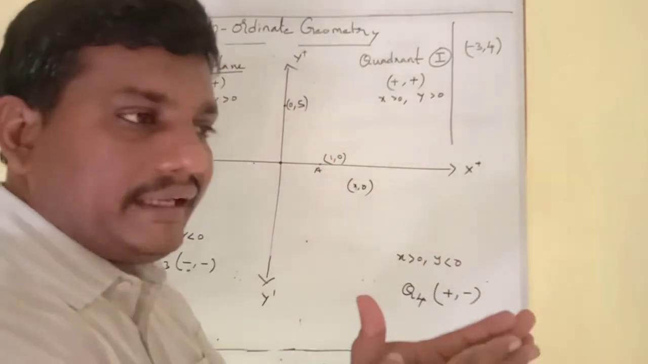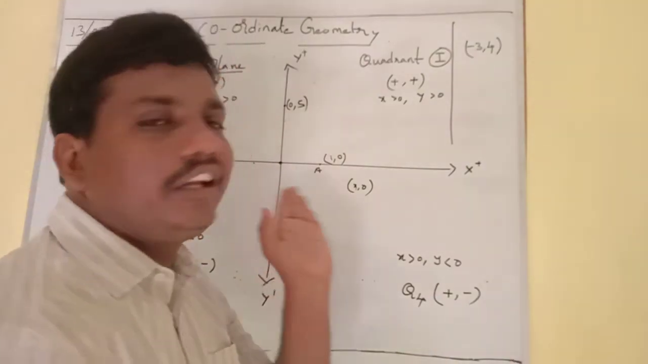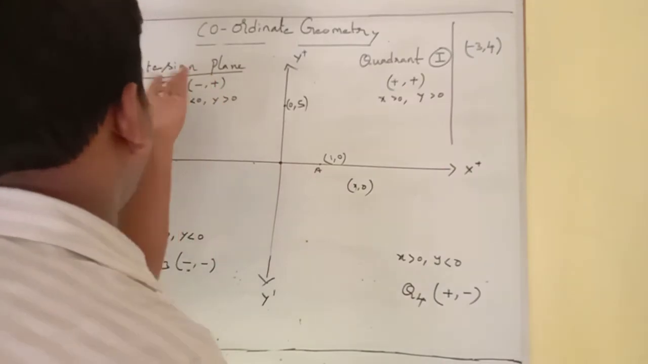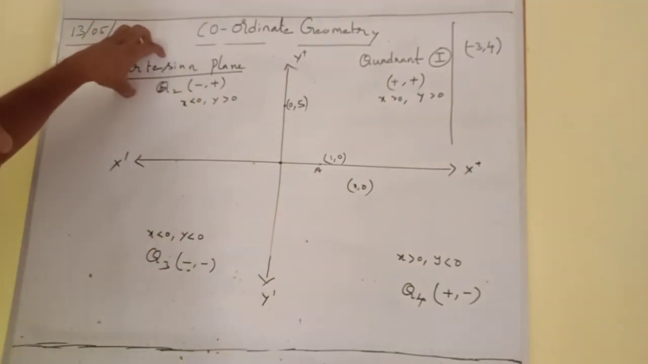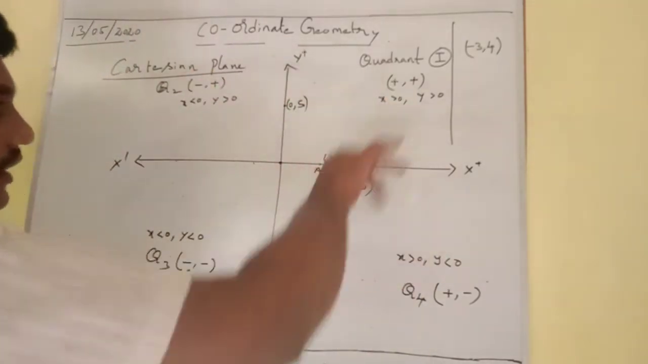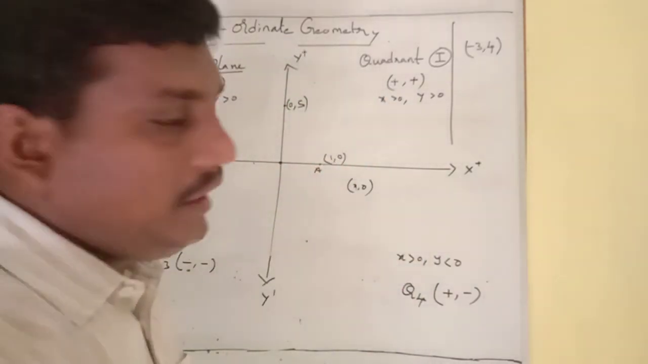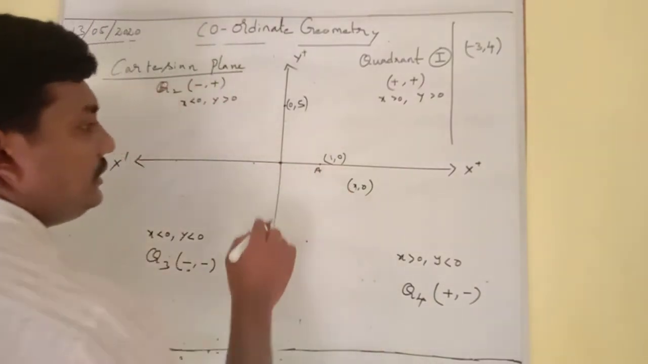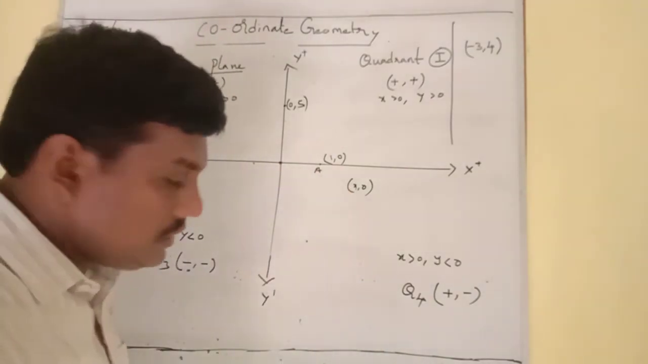If two number lines are placed perpendicular to each other in a plane, that plane is considered a Cartesian plane. That plane is called the Cartesian plane. This is also called the coordinate plane.